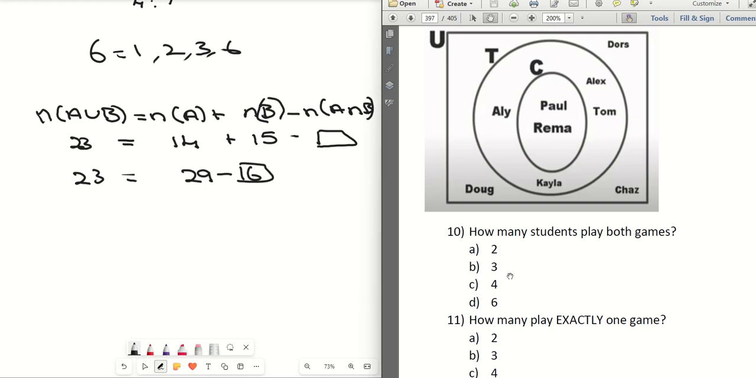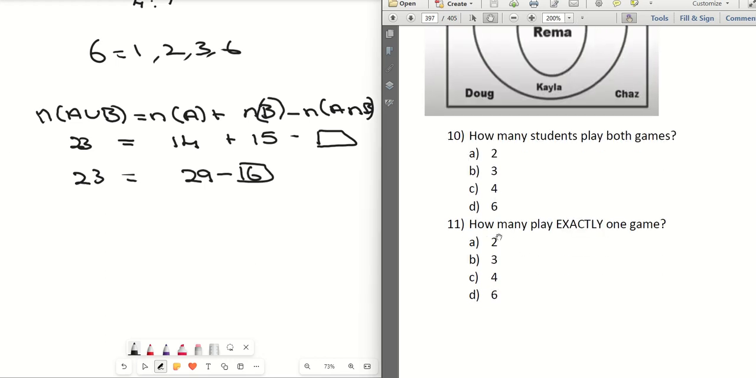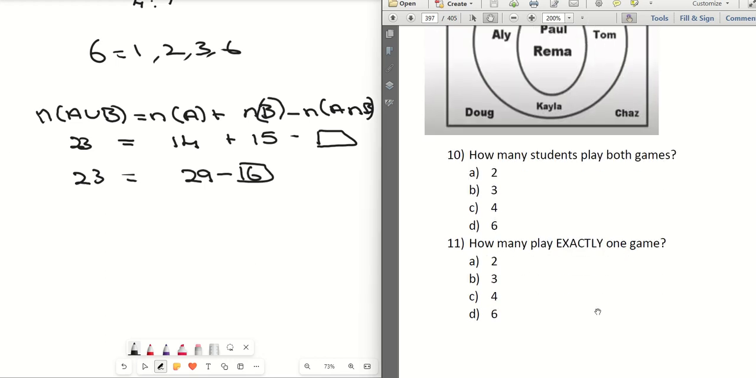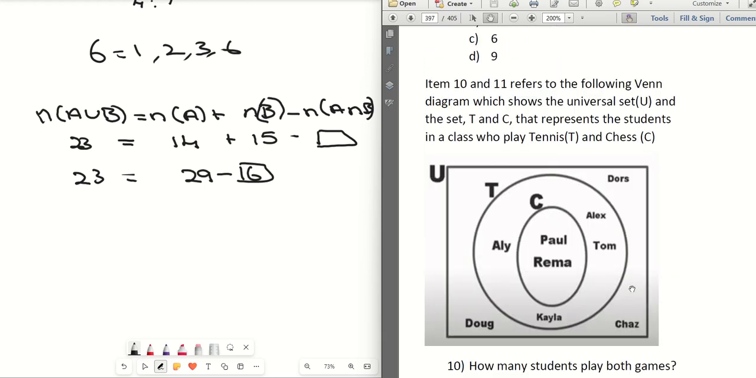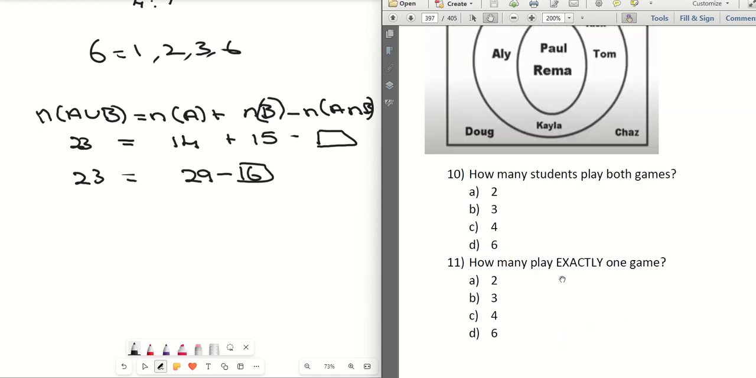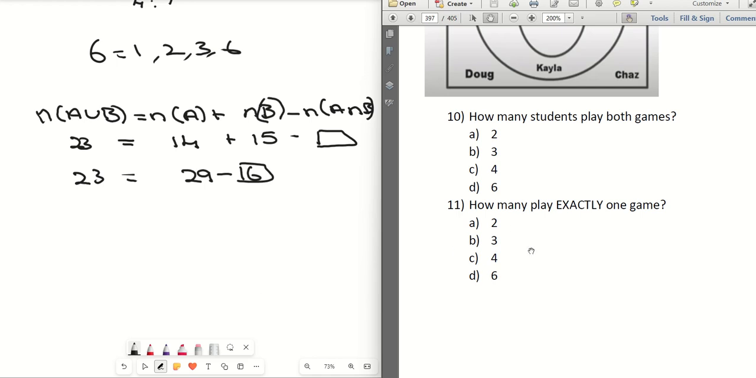How many play exactly one game? Alex, Tom, Ali, and Kayla. Doris, Charles, and Doug did not play any games. It didn't tell you, so it would be 4. How many students played exactly one game? 4, which is C.